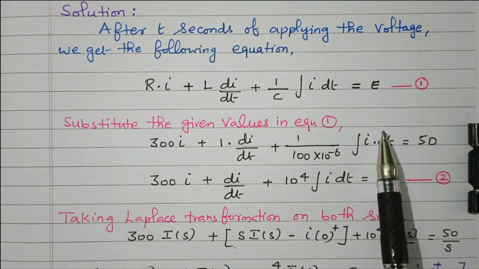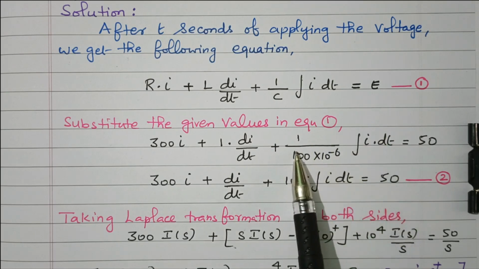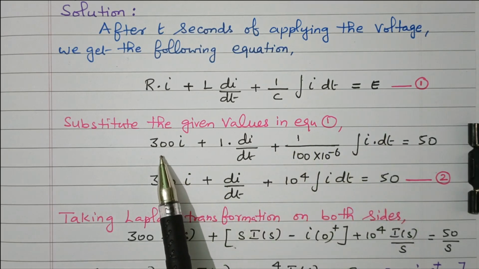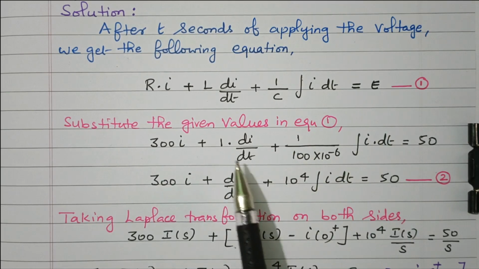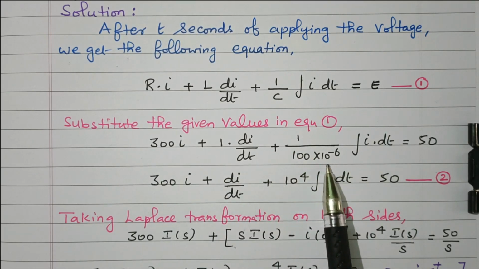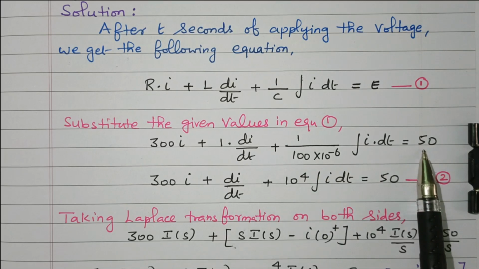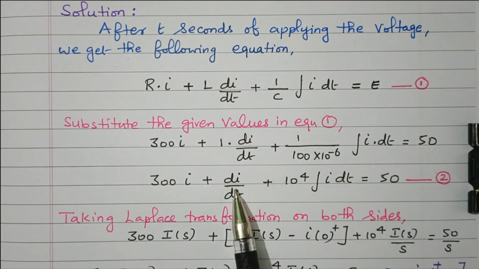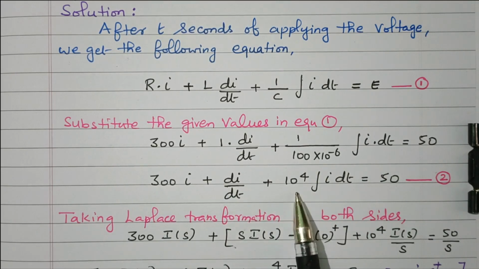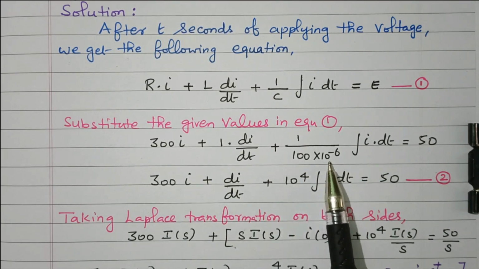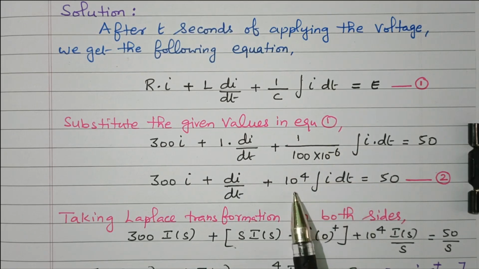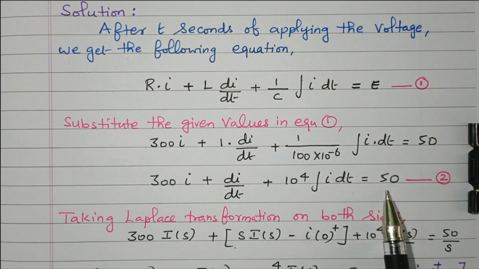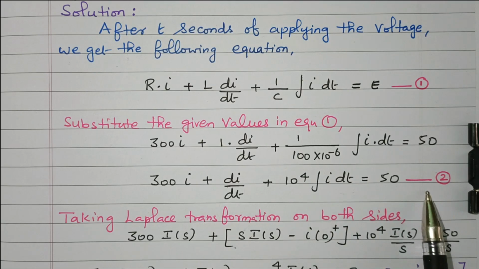Our aim is to find the transient current. So first we'll substitute the values. R is 300, L is 1, C is 100 into 10 to the power minus 6 and E is 50 volts. So after simplification, 300I plus di by dt plus 10 to the power 4. 100 into 10 to the power minus 6 is 10 to the power minus 4. While going to the numerator, it becomes 10 to the power 4. Integral I dt equals 50. We will take this as equation number 2.